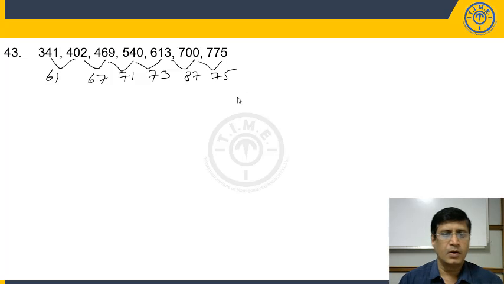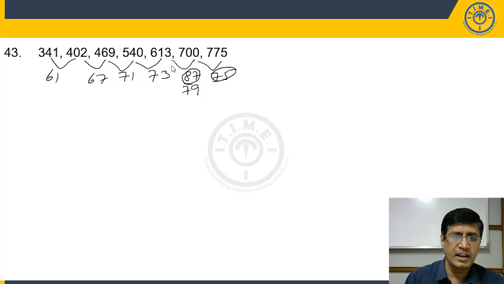75. Now, 61, 67, 71, 73, all these are prime numbers. Am I right? But this one is not a prime number. So what is the value? What is the prime number here? Here we should get 79. So what will you get?